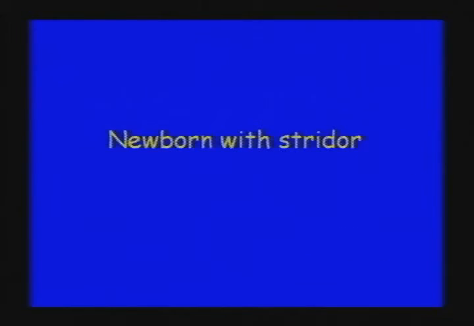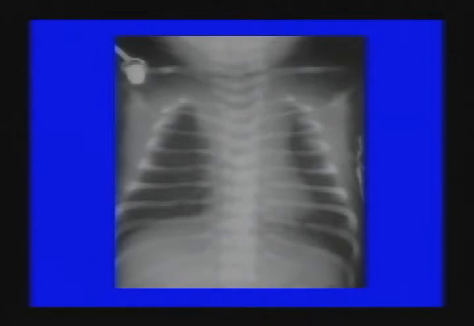The next case is a newborn with stridor. And you can see on this intubated child that the endotracheal tube and the esophageal catheter are displaced over to the left. We can see widening of the superior mediastinum with a normal-sized heart.